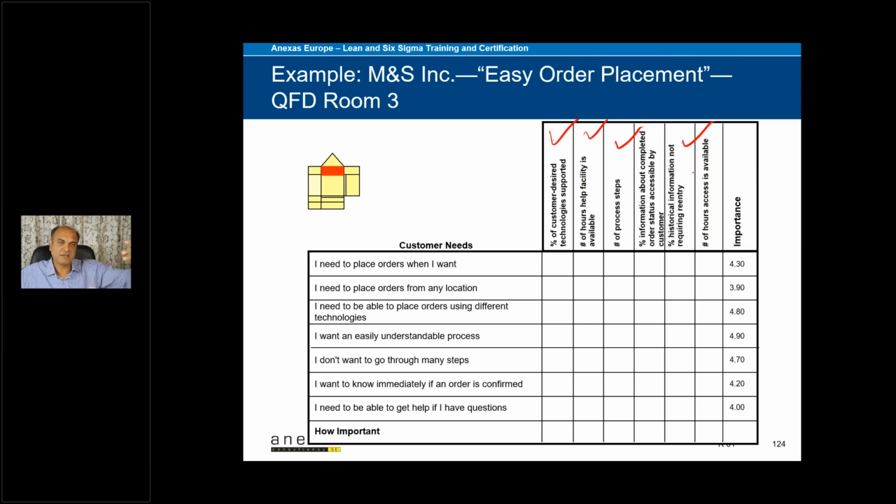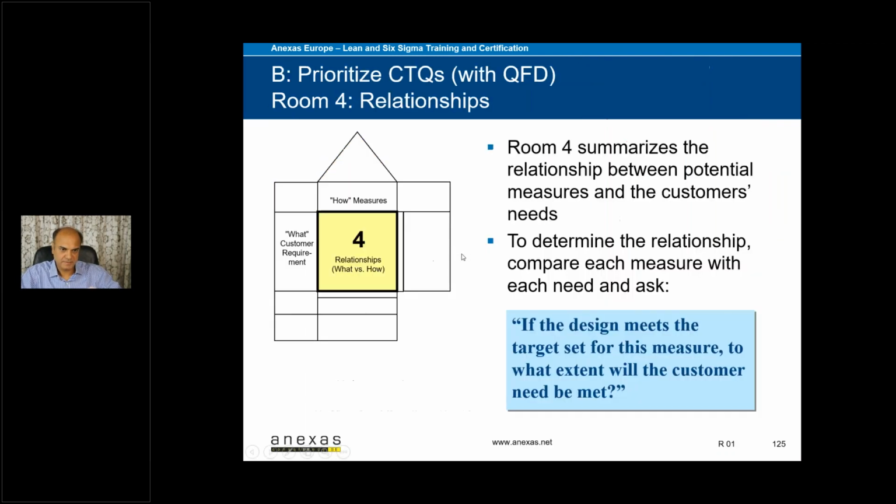Because if I order once, then a second time when I'm ordering, I should not have to give my address, etc. again and again. Number of hours access is available, and these are the CTQs. And now I move on to the next step.